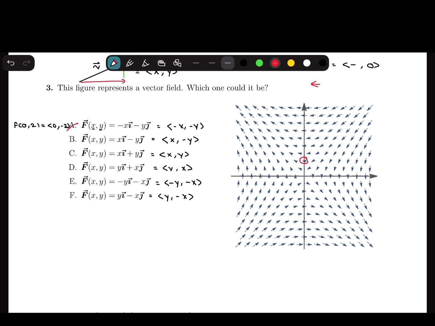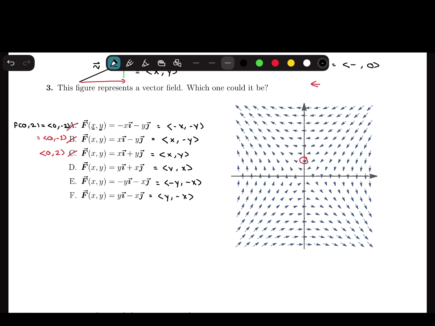Answer choice B follows the same sort of rhythm, in which they say it should be 0, negative 2. So it can't be B either, and C follows the same logic. It would be 0, 2, which still doesn't make any sense because we have a negative x component and a 0 y component. D, E, and F is where it gets a little more interesting, right? Because in this case, we swapped the x component for the y component and the y component for the x component. This doesn't mean that they actually swapped.